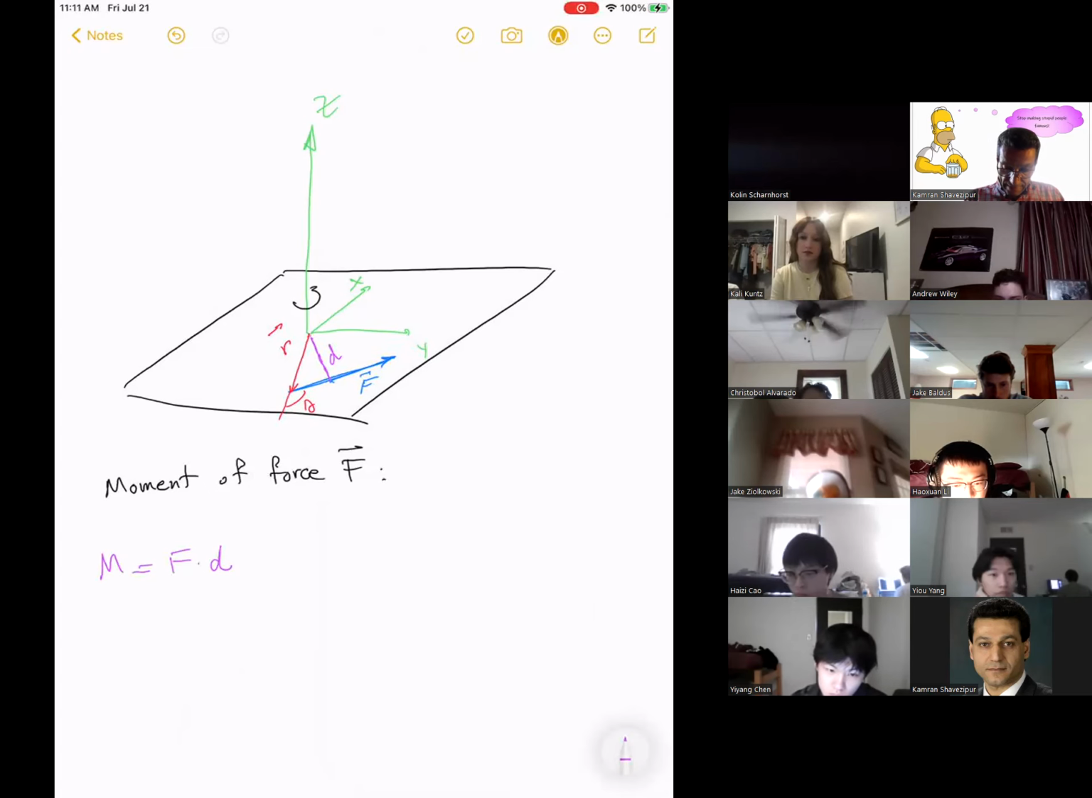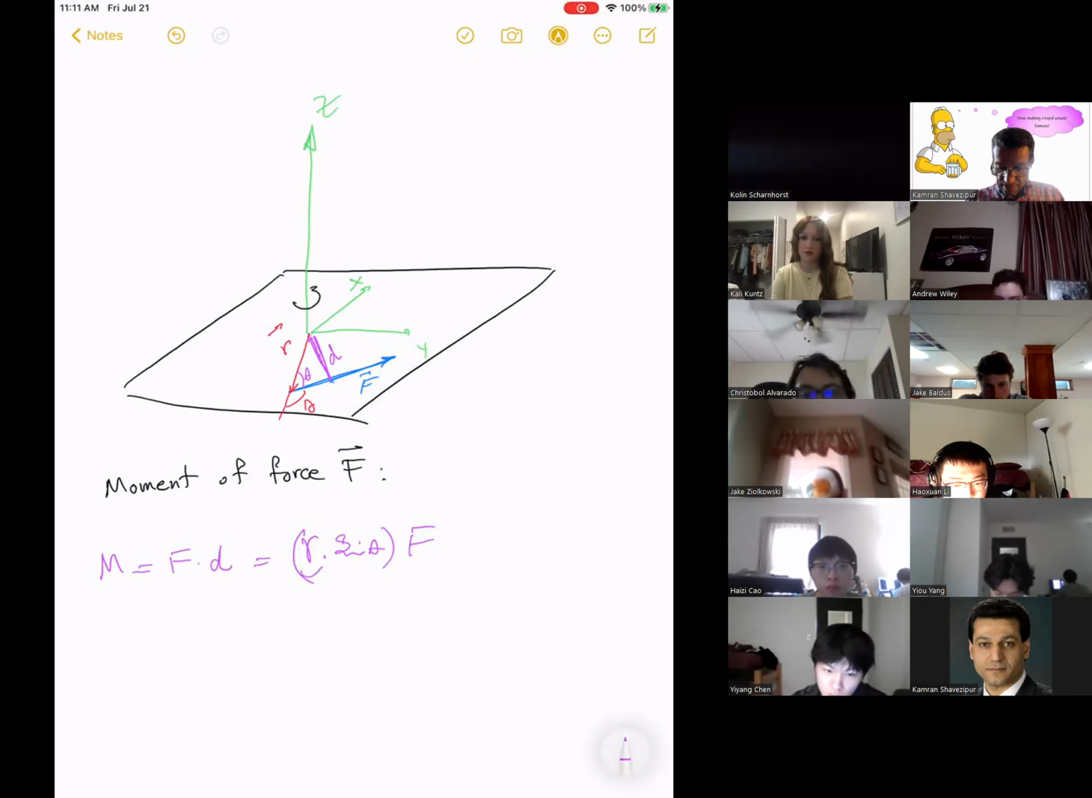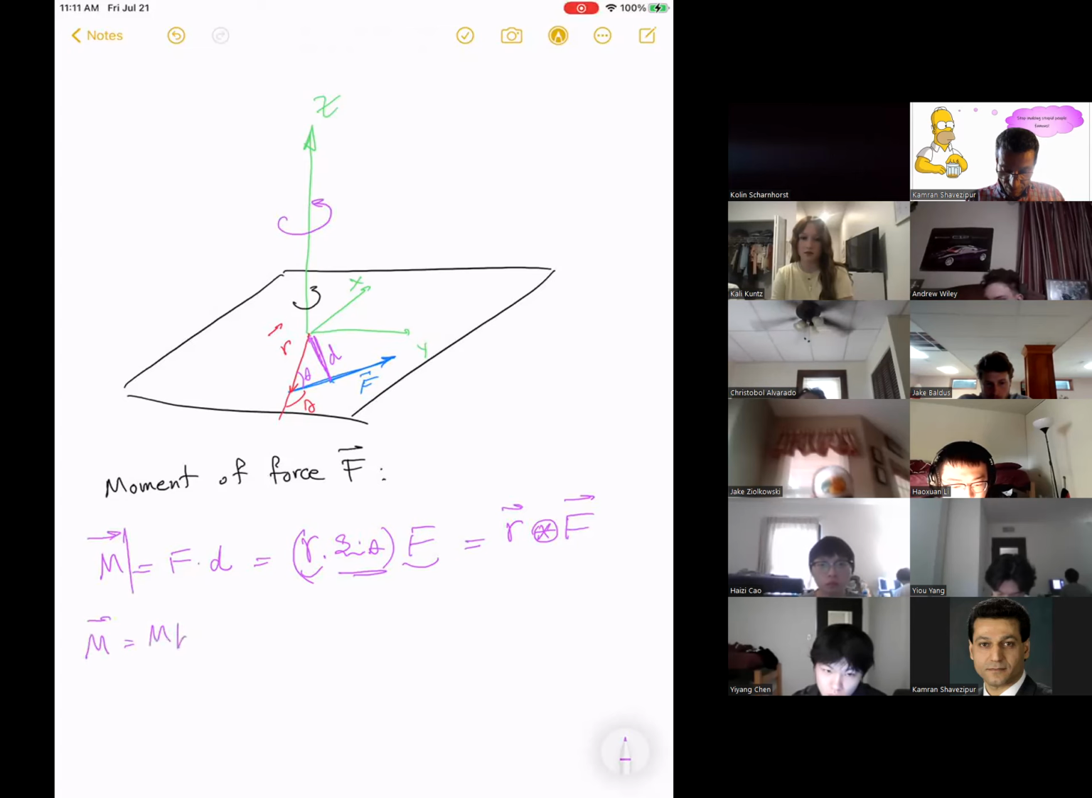Now, if you look at this angle theta, this d is going to be r sine theta times F, right? And you remember when we have two vectors and sine theta between them, we can write it as r cross F. This is going to be a vector M, but because it's in the z direction, when you have planar motion, M is always going to be some M times k, right?